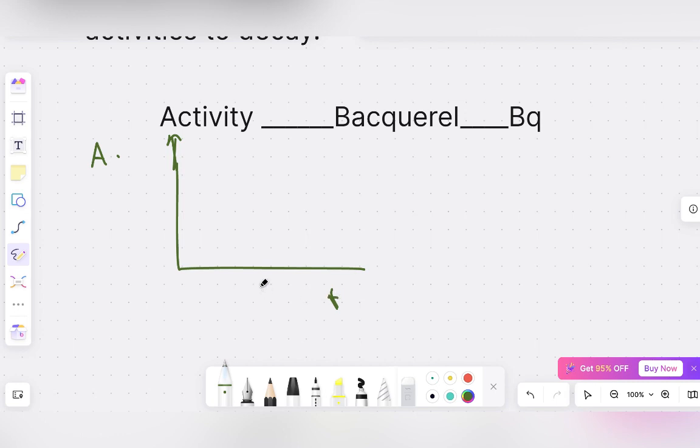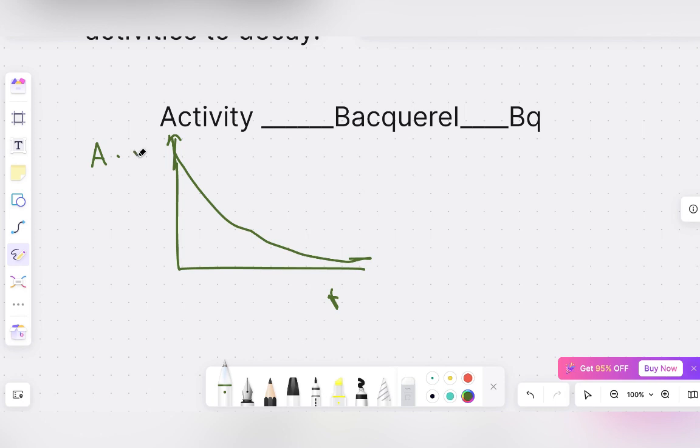Here's the time axis. We make sure the curve never touches the x-axis, which is the time axis. This is the activity axis. So what we do, we always see the number that is written here.